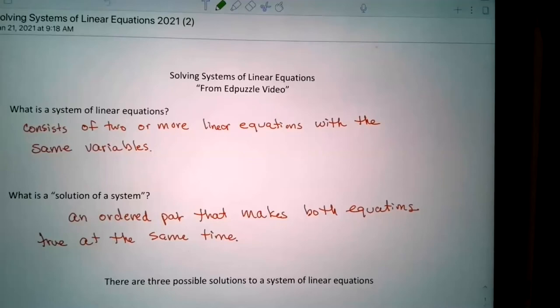All right, so the key is they have to be linear equations. That means the highest degree has to be 1. They have to have the same variables. You can't have one equation that has A and B and another that has X and Y. Both have to have A and B, or both have to have X and Y in order for it to be considered a system. The solution to a system is an ordered pair that makes both equations true at the same time. So those were the definitions you should have gotten.